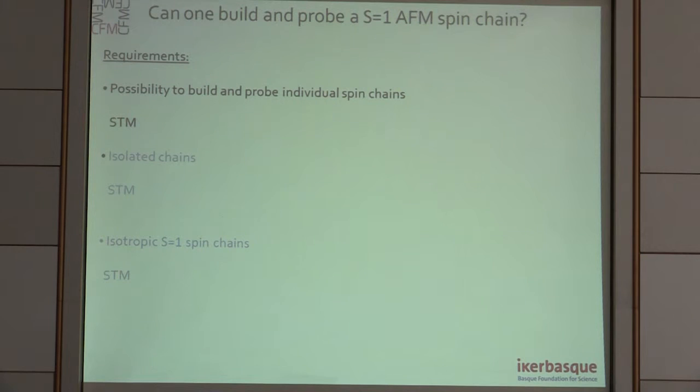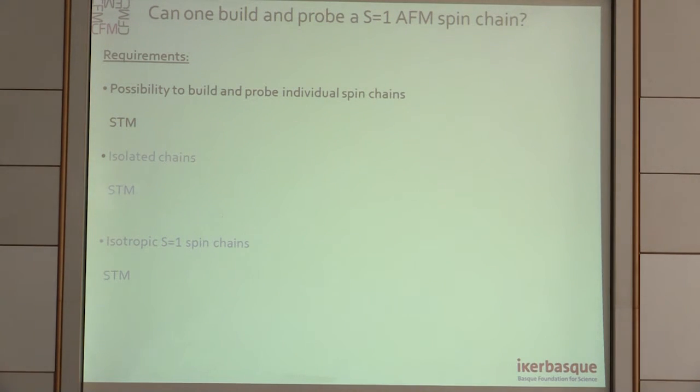So I can rephrase the original question for a more particular case: can one build and probe spin-1 antiferromagnetic chains, and observe the edge states that appear in these chains? So there are several requirements that we have to satisfy. The first one is the possibility to build such chains using an STM.